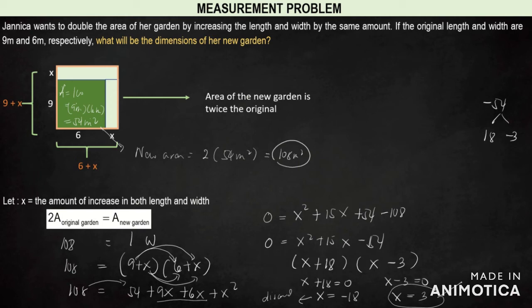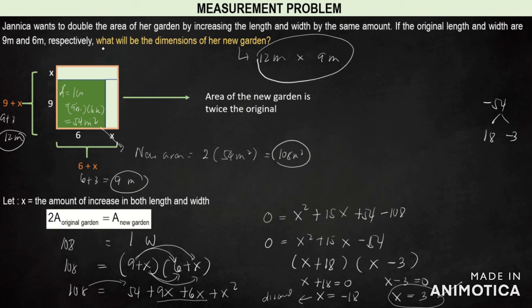So, what we are going to use as the solution is x equals 3. Okay? So, if x is equal to 3, then the new dimensions would be 6 plus 3 is equal to 9 meters for the width. Then we have 9 plus 3, which is 12 meters for the length. Okay? And 12 times 9 is equal to 108. So, therefore, the dimensions of the new garden are 12 meters by 9 meters. This is now the answer to this question. Okay? So, that's it.